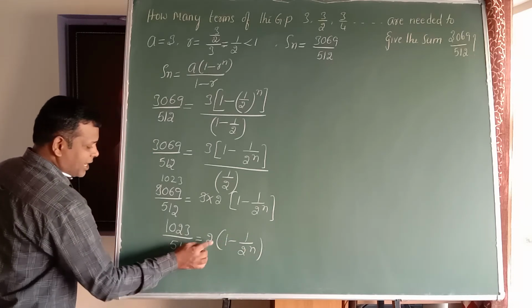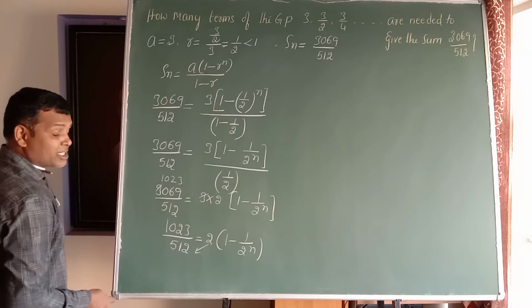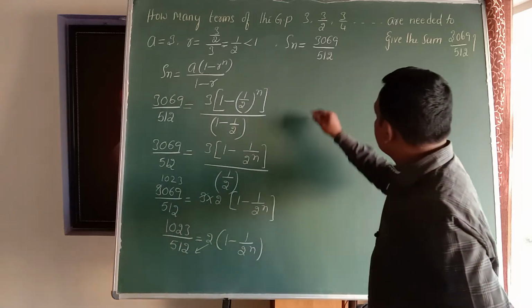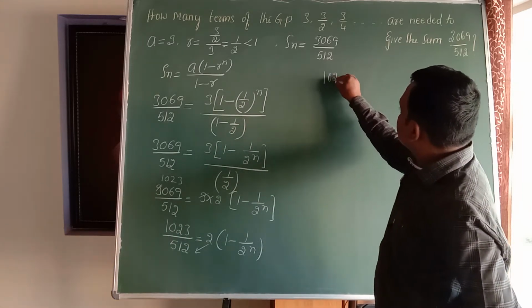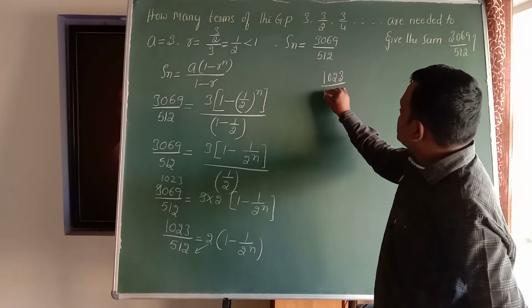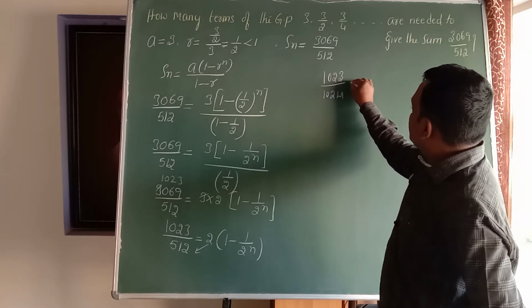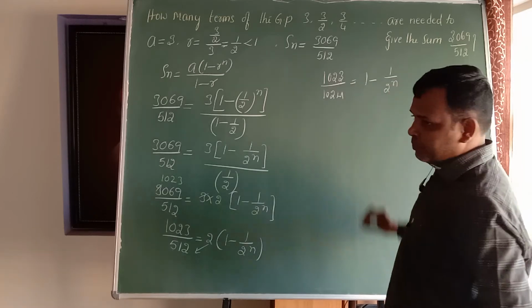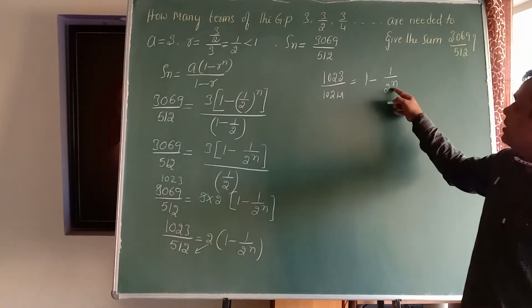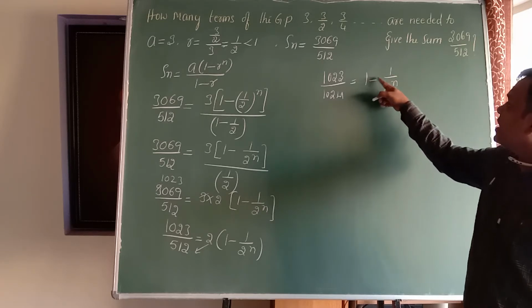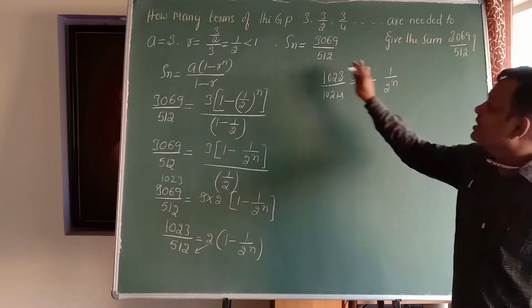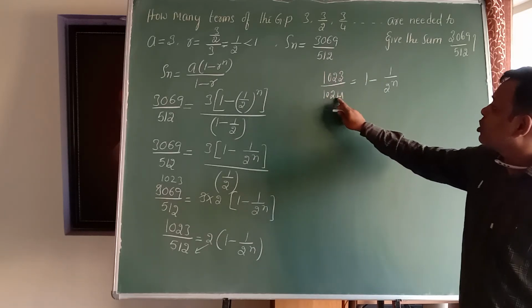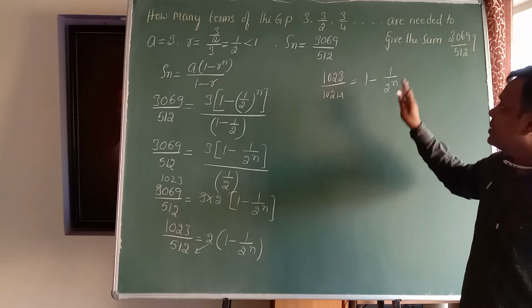Now just cross multiply: 2 into 512. What is 2 into 512? That is 1024. Therefore, the remaining is 1023 divided by 1024 is equal to 1 minus 1 divided by 2 power n. Our required term is n. Minus 1 by 2 power n, take it this side, it becomes positive. And this 1023 by 1024, take it to the RHS, it becomes negative.